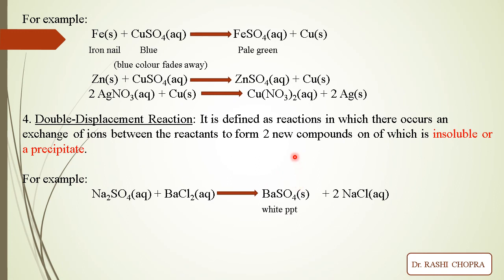If somebody asks how you can differentiate between a displacement and a double displacement reaction, please remember, in a displacement reaction only one exchange takes place. There would only be a single exchange. But in a double displacement reaction, two exchanges are happening. Barium is exchanging with sodium and sodium is exchanging with barium, so two ionic exchanges are happening.